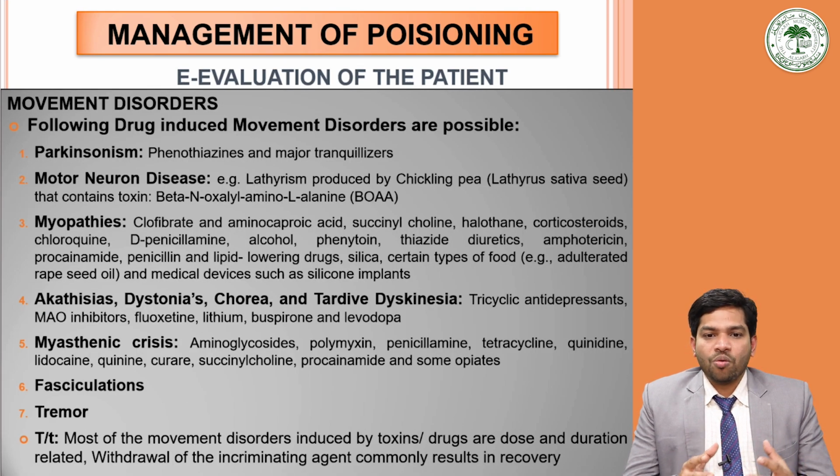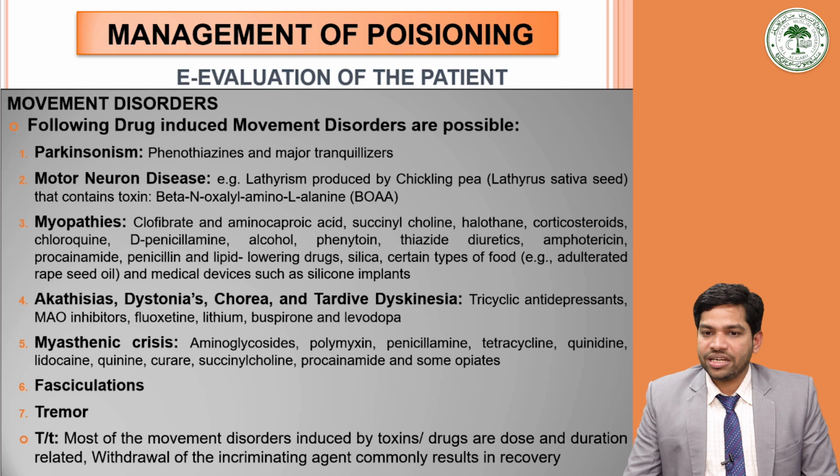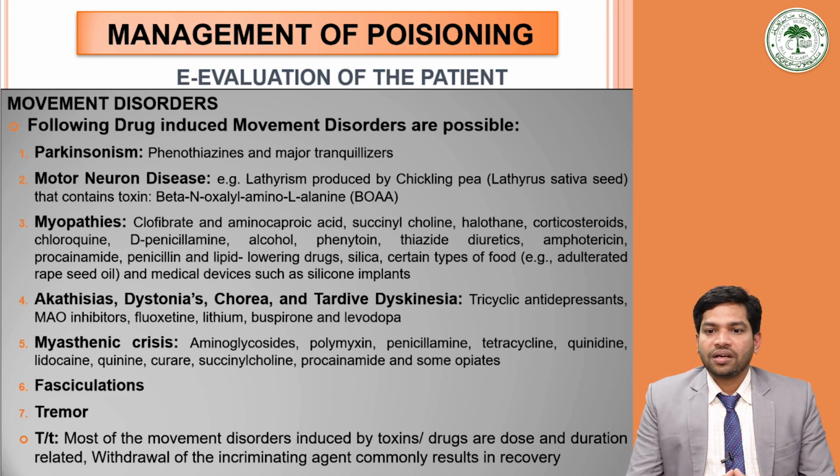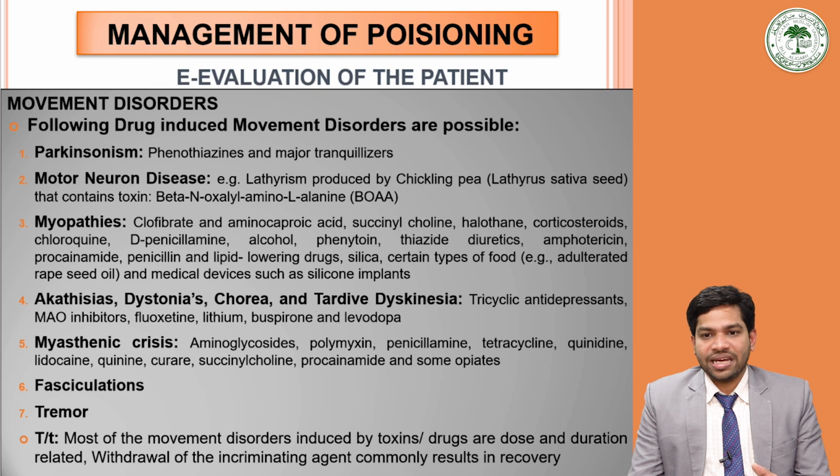Now, the different movement disorders associated with poisonings. Exposure to several drugs and toxins can result in a wide variety of movement disorders, ranging from full-blown Parkinson's disease to isolated tremors. Parkinsonism: the most frequent culprits are phenothiazines and major tranquilizers. Though several others have been implicated, symptoms of Parkinsonism usually appear in the first 3 months of exposure and may be indistinguishable from idiopathic Parkinson's disease.